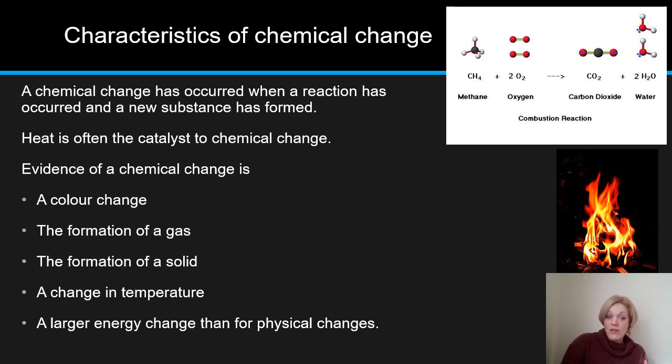This is the background. So your evidence of chemical change is going to be a color change, element or compound, the formation of a gas, the formation of a solid, a change in temperature, and a larger energy change than a physical change. So there's a lot more energy involved in a chemical change than a physical change.